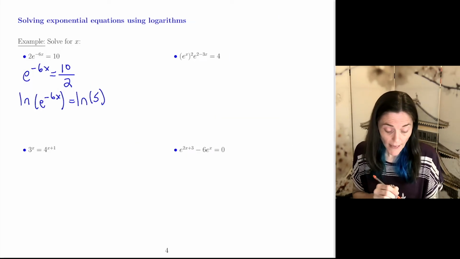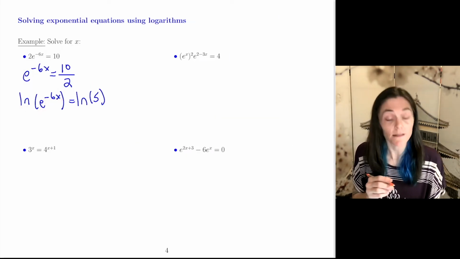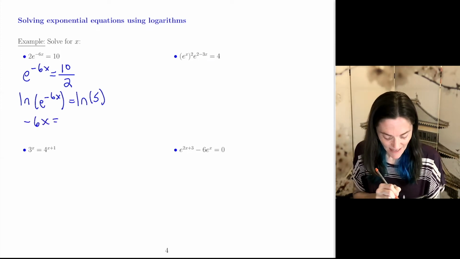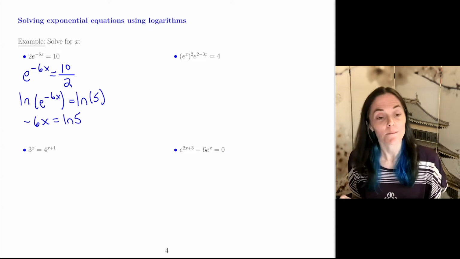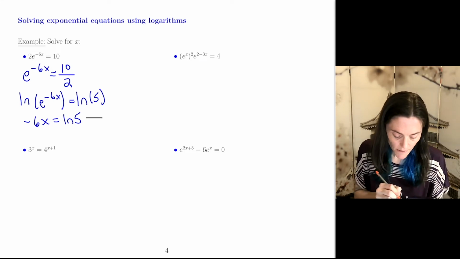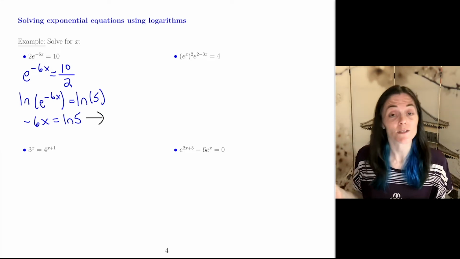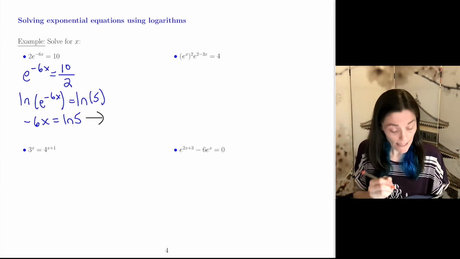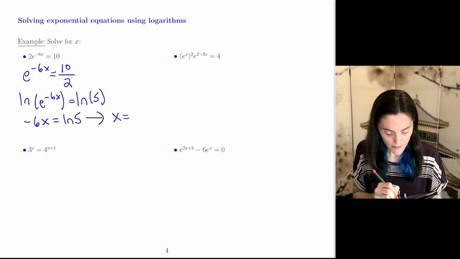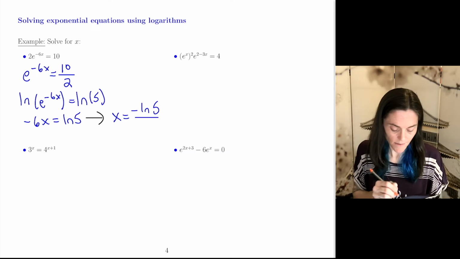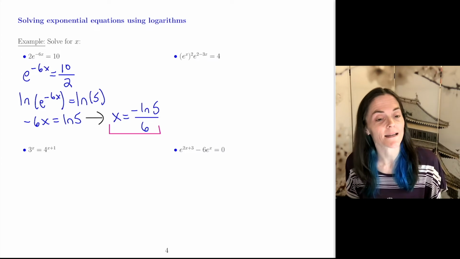So here we have ln e to the minus 6x. The left-hand side is minus 6x, and this equals ln 5. My last step is just divide by -6. This is going to be an exact answer. I'm going to leave my answer exact rather than typing into a calculator and rounding. So here I get x is negative ln 5 over 6. This is my answer to this exponential equation.